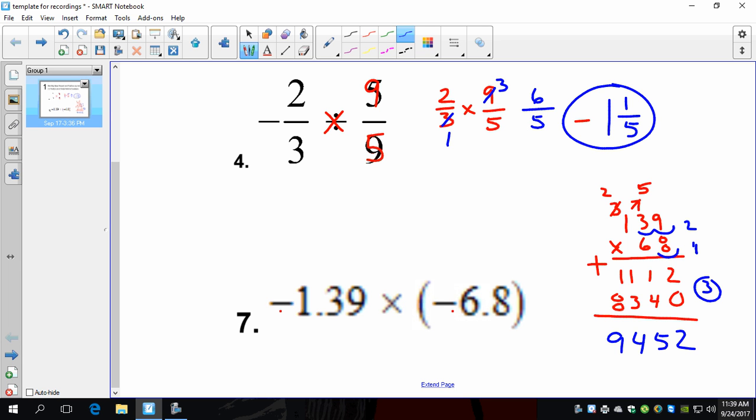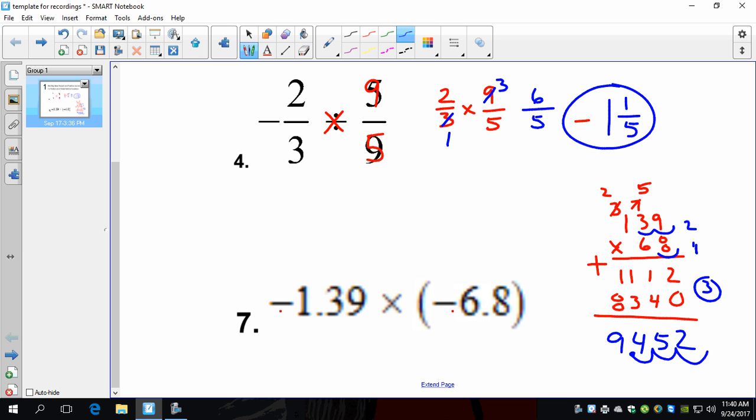9,452 is what it would be if it was 139 times 68, but because we're dealing with decimals, we want to make sure we put 3 decimals in our answer, so we go 1 place, 2 place, 3 place. So my answer would be 9.452. And once again, our answer is going to be positive because our signs were both the same. If your signs are the same and you're multiplying, your answer is positive.